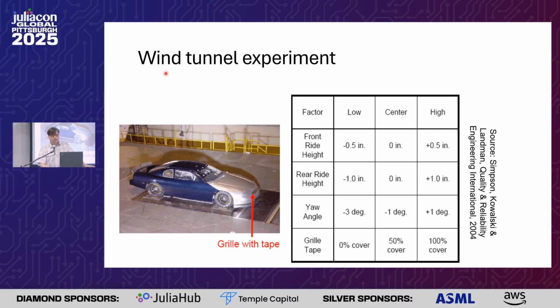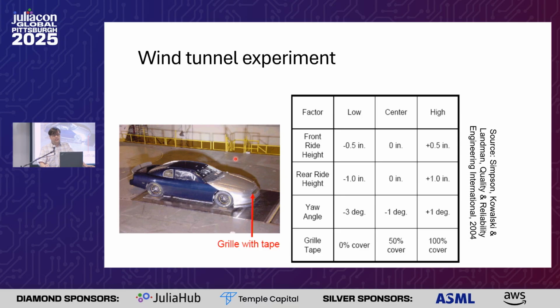In particular, we will be looking at a wind tunnel experiment where we have a car in a wind tunnel and we want to measure the efficiency of the car, the fuel efficiency of this car, in various configurations. And we can configure the car in 4 different ways. The first two things you can tweak are the front ride height and the rear ride height.